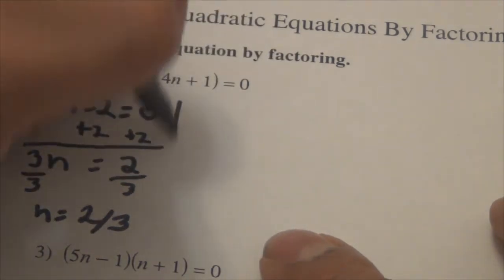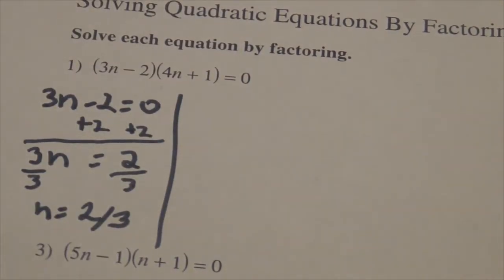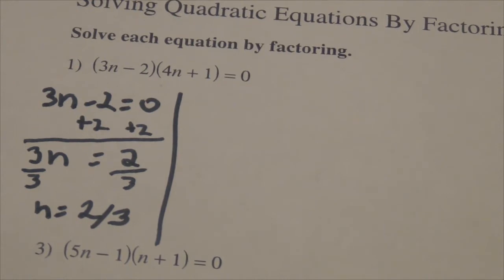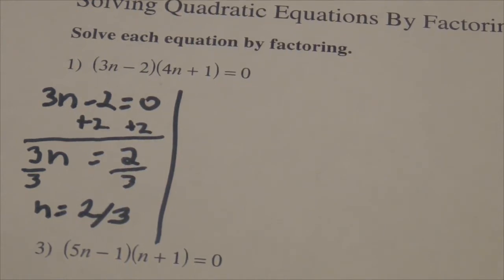4n plus 1. So let's see, 4n plus 1. Do I have a different color marker so I could explain to my students how to do this?